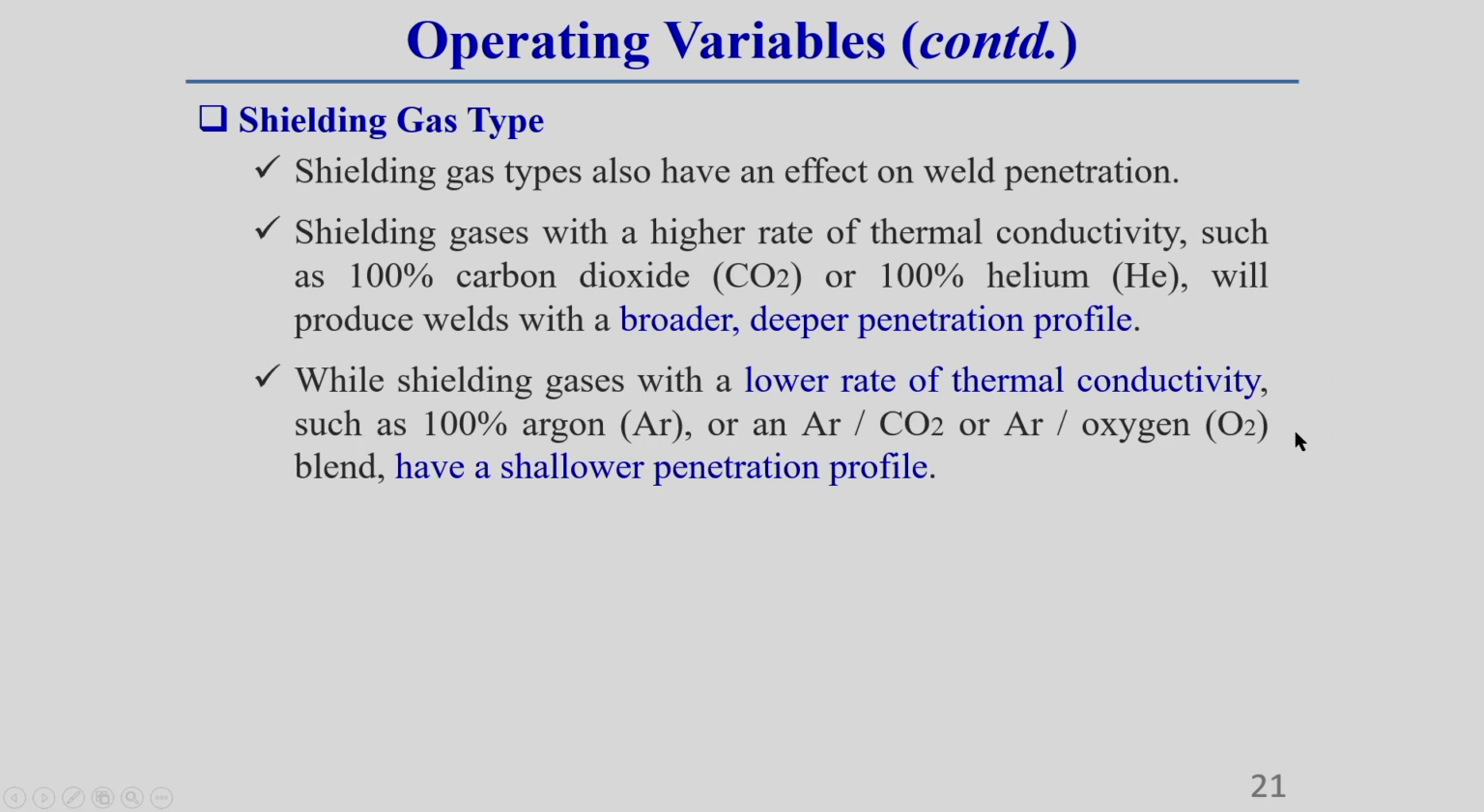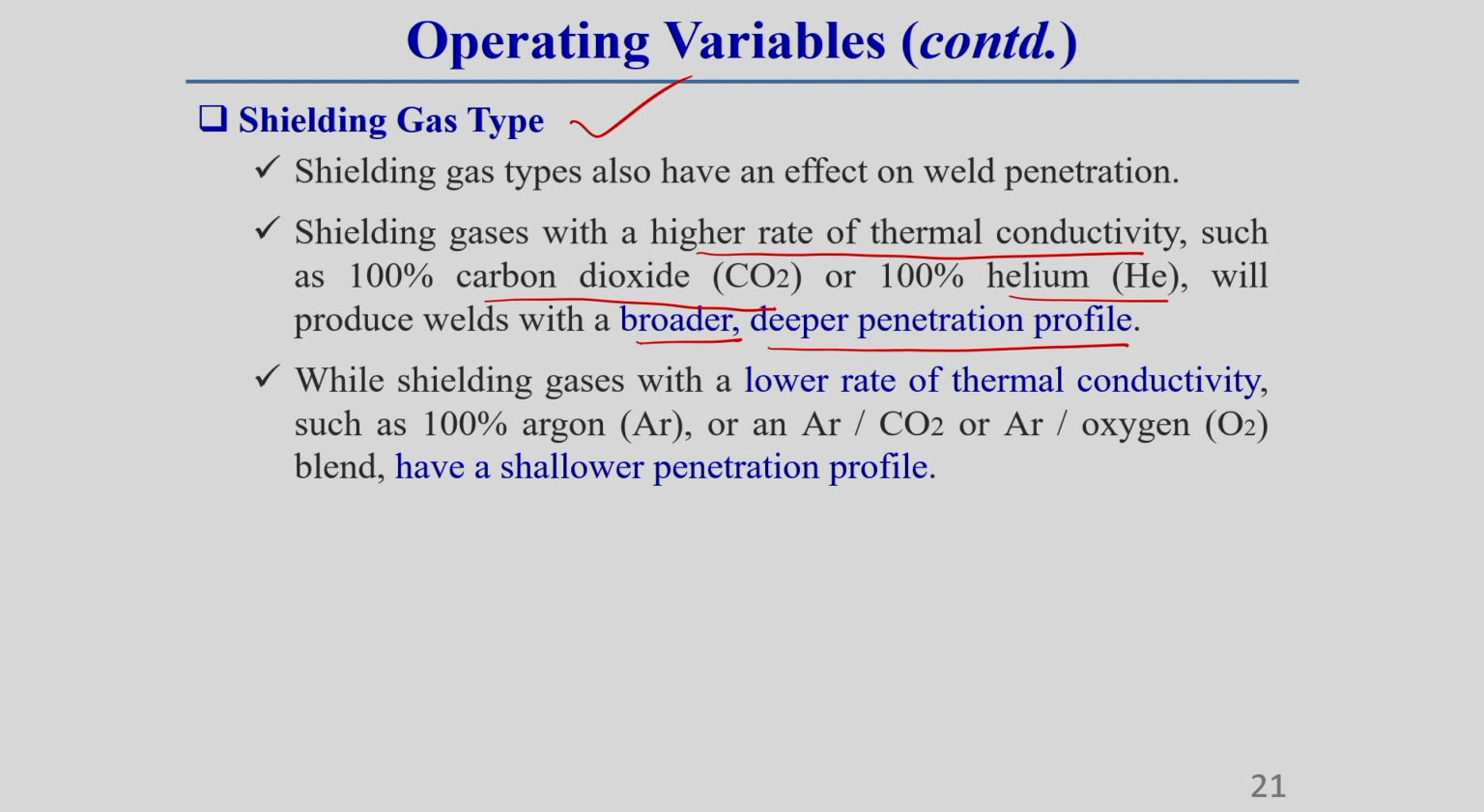Okay. Now, shielding gas type. Generally, if we use shielding gas to protect the molten pool, additional shielding gas to protect the molten pool from atmospheric contamination, there can be different types of shielding gas. This shielding gas also has an effect on penetration, depending on the type of shielding gas. Like if we use carbon dioxide gas or helium gas, 100% helium gas, it produces a broader weld bead, as well as a deep penetration profile, because this carbon dioxide has a higher rate of thermal conductivity.